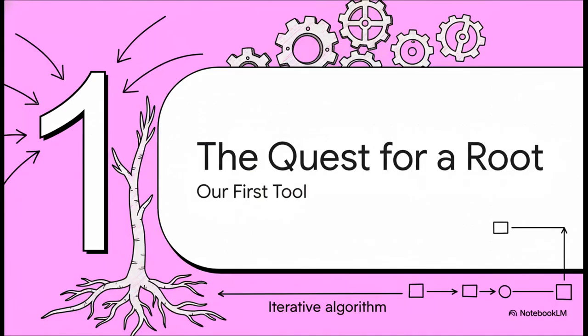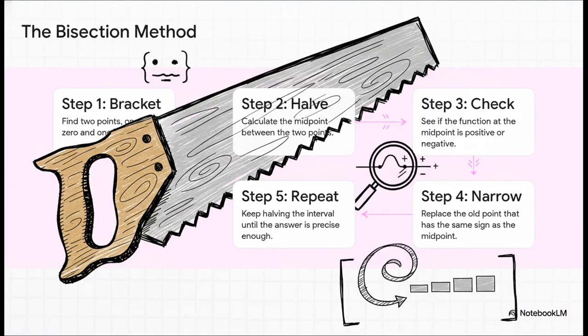So that's our first mission, find that root. To do that, we've got to pull out the very first, kind of most basic tool from our algorithmic toolbox. Okay, so this first tool is called the bisection method, and you can think of it like a trusty old handsaw. It's not fancy, it's not super fast, but you know it's going to get the job done.